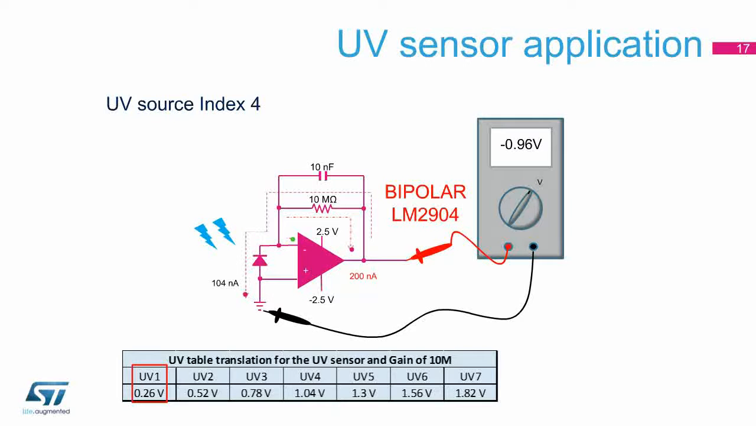Now, we can keep the configuration as it is, and just replace the LM2904 with a CMOS op-amp such as the TSV611.